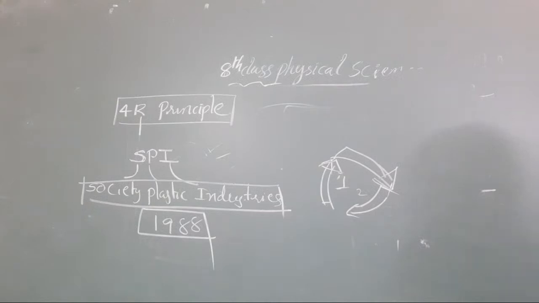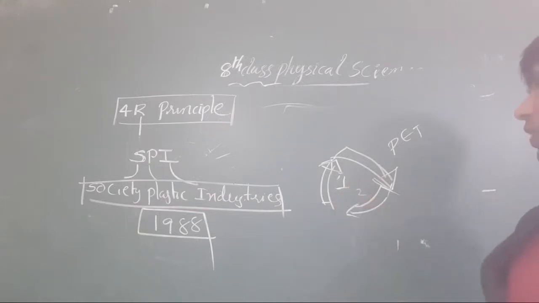In case it contains number 1, it is called PET. If it is number 2, it is called HDPE. In case it is number 3, it is called LDPE. In case it is number 4, it is called LDPE, and in case it is number 3, it is called PVC. Clear or not, all the students?